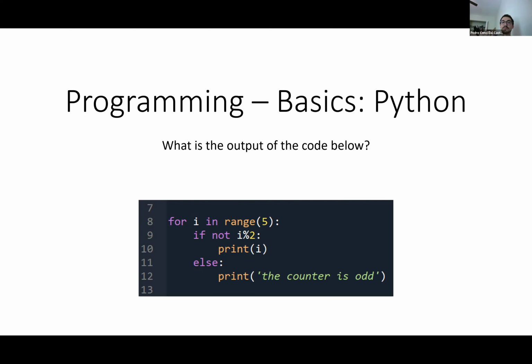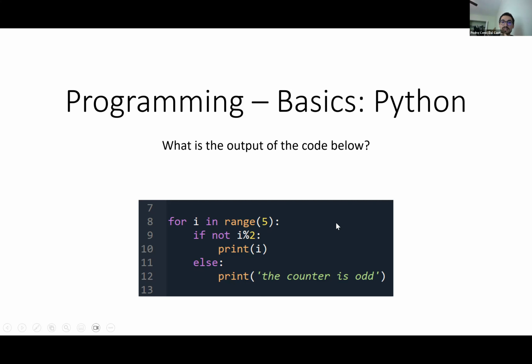So first I becomes 0. It starts at 0, then becomes 1, becomes 2, becomes 3, becomes 4. And that's it. The loop ends, right? But every time you loop, you do what is inside the loop, the operations inside the loop. So for example, the first operation is a test, the if statement. If not I, and then percentage 2.